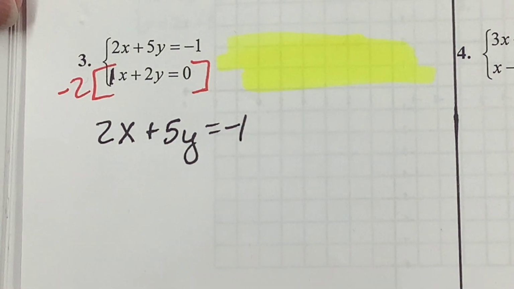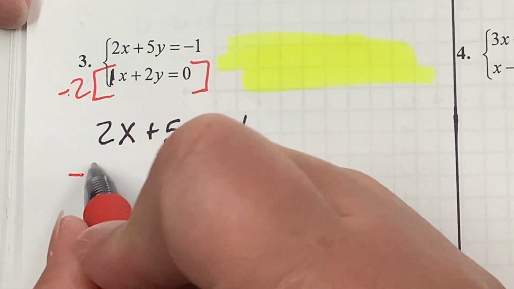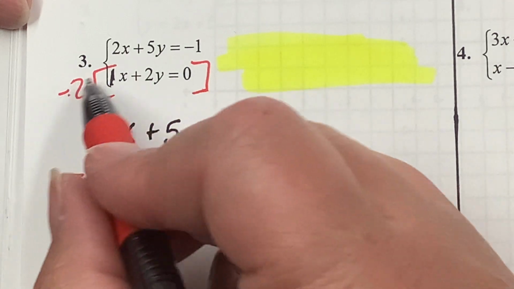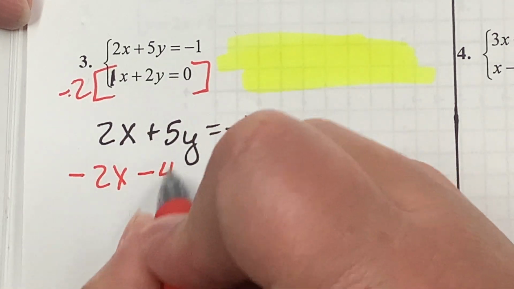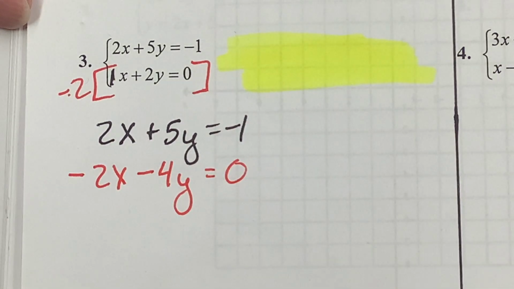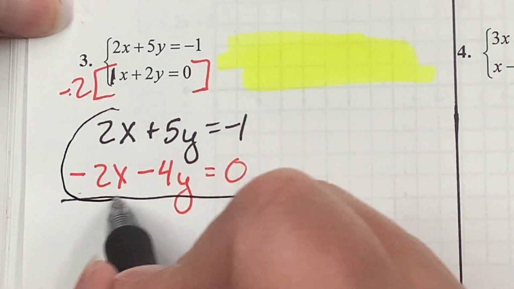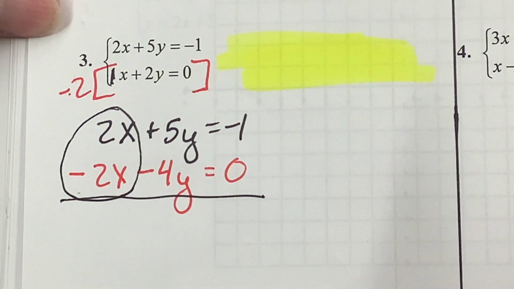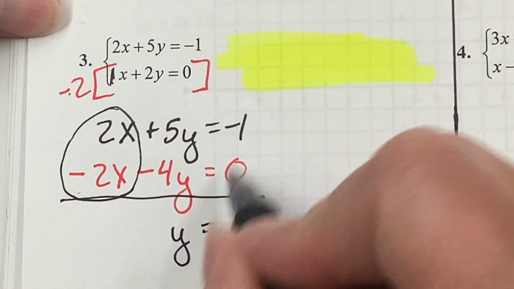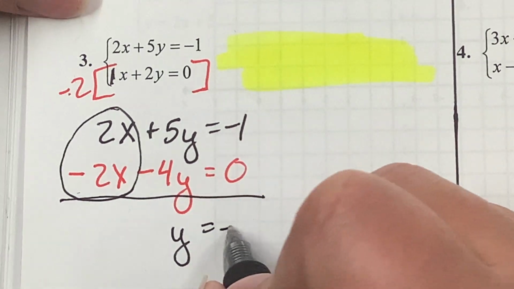Now I'm going to multiply -2 times everything. -2 times 1x is -2x. -2 times 2, that's a positive. Negative times positive is -4y. -2 times 0 is just 0. Now when I combine them, look. 2 minus 2, the x disappears. It's eliminated. 5 minus 4 is 1y. And -1 plus 0, whatever, it's just -1.